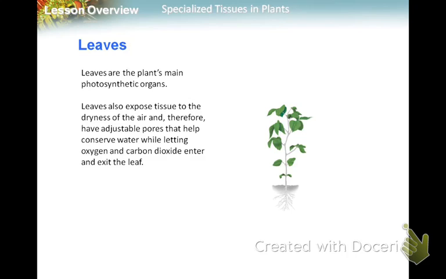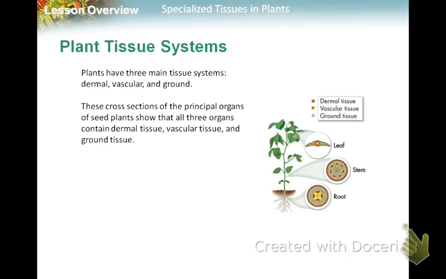And then the leaves are probably the parts of the plant that you're most familiar with. Their big job is photosynthesis. They also expose tissue to the dryness of the air, and they have these adjustable pores that help conserve water. We'll talk about those in later slides. Side of gas exchange.